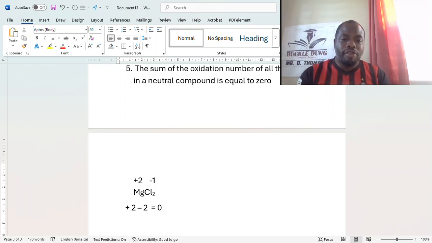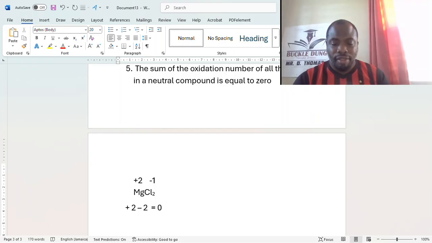We're going to see how we can use that later on, because we do have some compounds, or some elements rather, that tend to want to change their oxidation number depending on who they're bonding with.